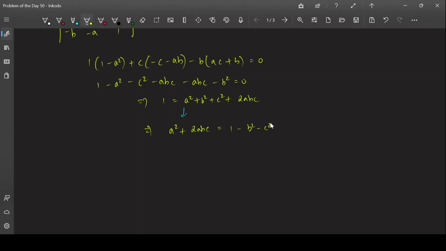Because in the question it's clearly mentioned that at least one of them will be in the range from 0 to 1. So let us assume it is a itself. Okay, so a square plus 2ab is equal to 1 minus b square minus c square.